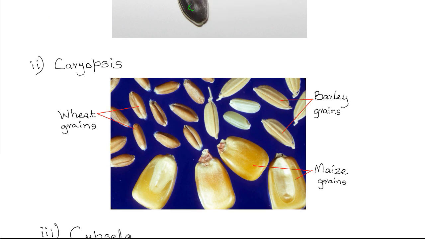Then the caryopsis. In the caryopsis, there is also one seed, but the seed coat is fused to the pericarp. For example, in the maize grain, barley grains, and the wheat grains.